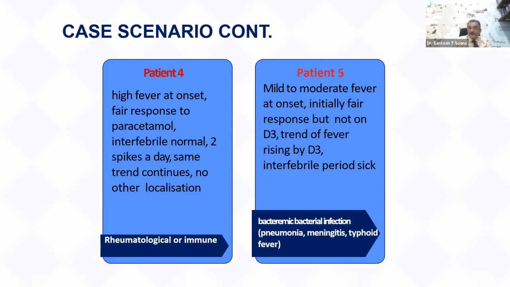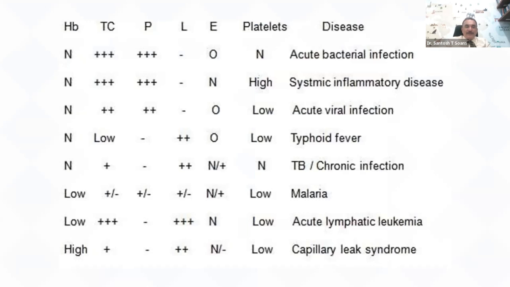Patient 5, the last patient, had mild to moderate fever at onset, initially fair response, but not on day 3. Trend of fever rising by day 3. In the interfebrile period, he was sick. In this type of fever, you get pneumonia, meningitis, typhoid fever. One thing I'll tell you: you don't get pneumonia or meningitis on day 1, because for the body to get infection of the meninges or the lungs, it takes at least 3-4 days. So don't make a diagnosis of pneumonia or meningitis on day 1 or 2 of fever.